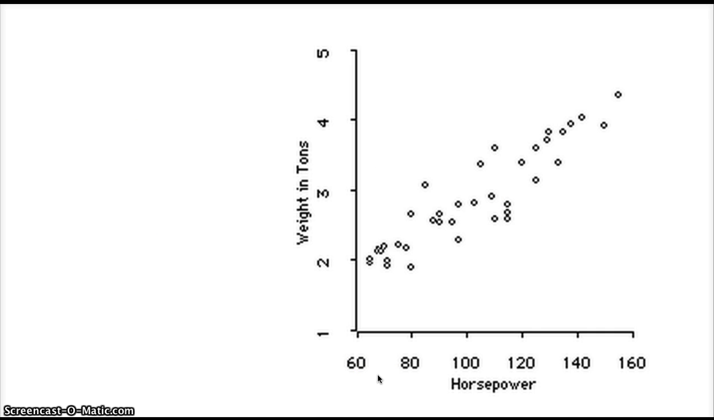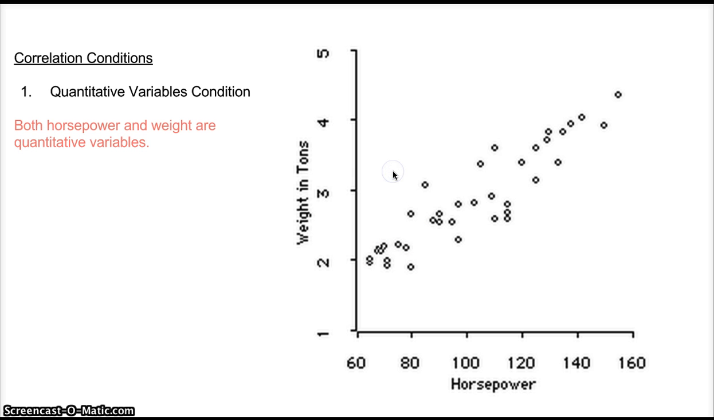Okay, so here is a scatter plot plotting horsepower versus the weight in tons. Before you can do anything, you have to check the conditions. The first condition is the quantitative variable condition. Both horsepower and weight are quantitative variables, so this condition is met. And you have to actually write that. You can't just put a check mark saying that, yes, we met that condition.